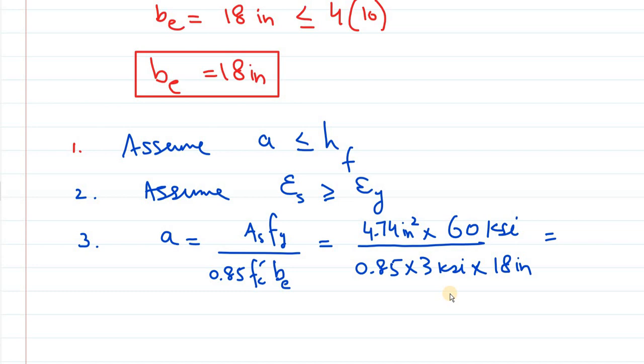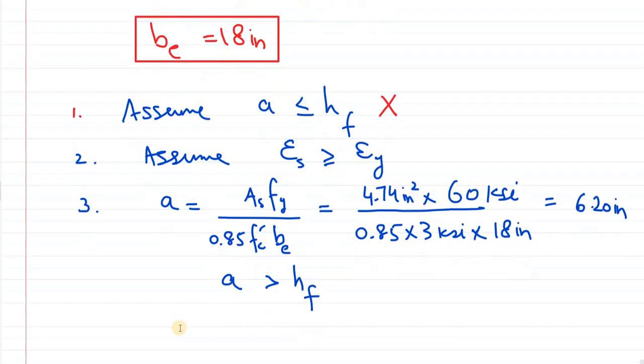Make sure that you take care of this B. This is BE based on the assumption that A is equal to or lesser than HF, which means the compression zone will be a rectangular compression zone with width equal to BE. So we get an answer for A, which is 6.20 inch. Now this A value is 6.20 and HF is 5 inch. So this A is greater than HF, which contradicts this assumption. So you need to go to case number 2, because this is no more valid.